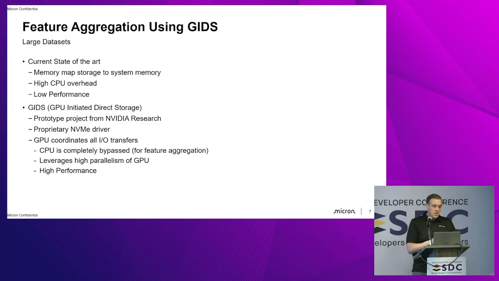There are system memory misses, then retrieving from storage and buffering it back to the GPU. With GIDS, the GPU is used to initiate and do the transfers, completely bypassing the CPU complex for I/O transfers. This leverages the high parallelism of the GPU, which gives you much better performance because it already knows it's going directly to storage, completely bypassing system memory.